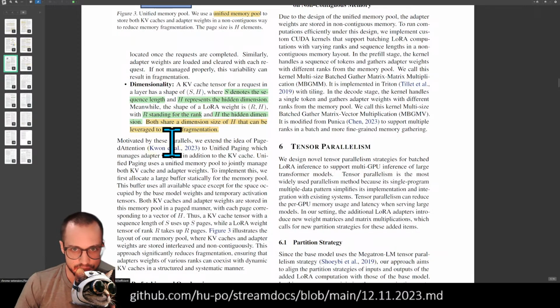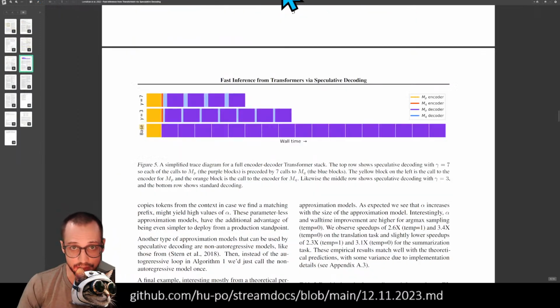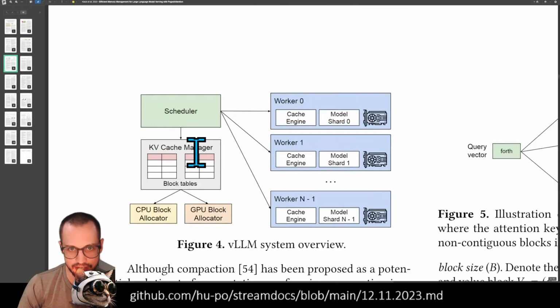Motivated by these parallels, we extend the idea of paged attention to unified paging, which manages adapter weights in addition to the KV cache. So basically, they took this paper, which was like, hey, you have this KV cache, and they're like, hey, rather than just scheduling the KV cache, why don't you also schedule our LoRAs, because our LoRAs are the same size.